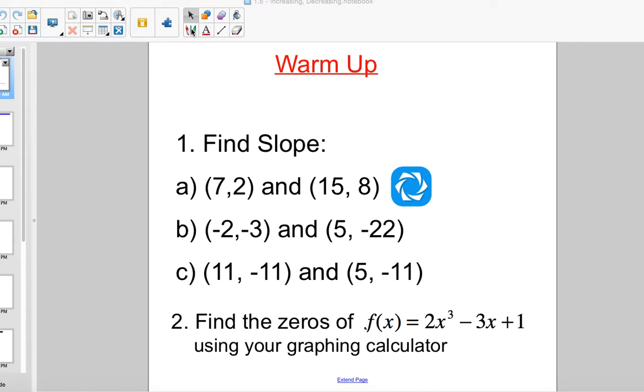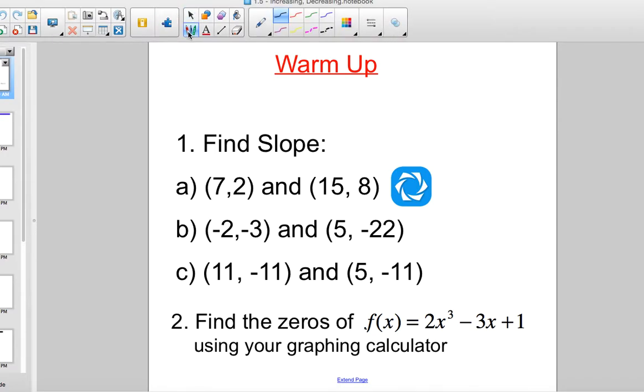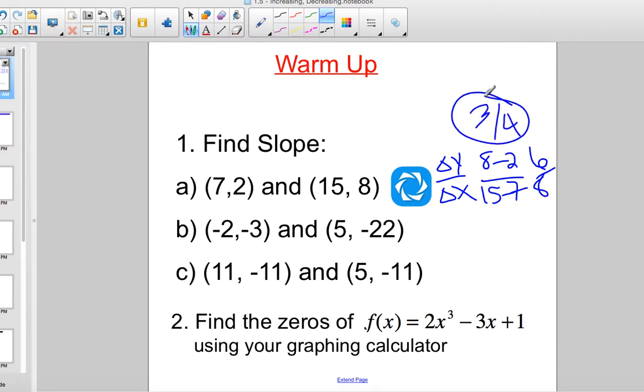All right, so if we do the warm-up, we're going to have the slope of that first one, which you don't have to do on the teacher pad since it's not open. We're going to have 15, 8 and 7, 2. So we want to find the slope between them. If we remember, the slope is the change in y over the change in x, and we use that triangle, which just means delta, change in. So I'm going to do 8 minus 2 over 15 minus 7, those are the y's and x's. When you do it that way, you get 6/8, which is 3/4. So that should be the slope for that one.